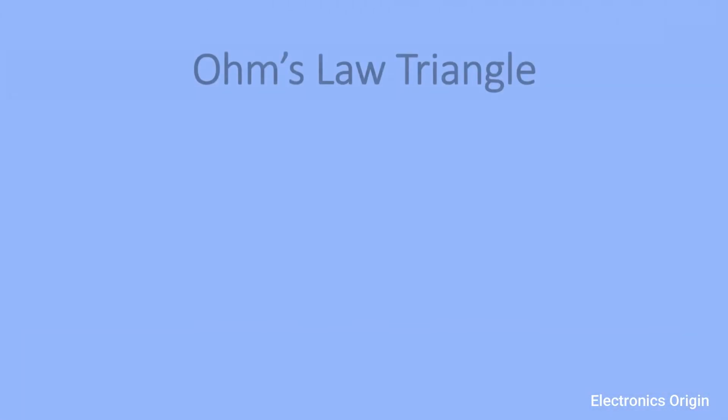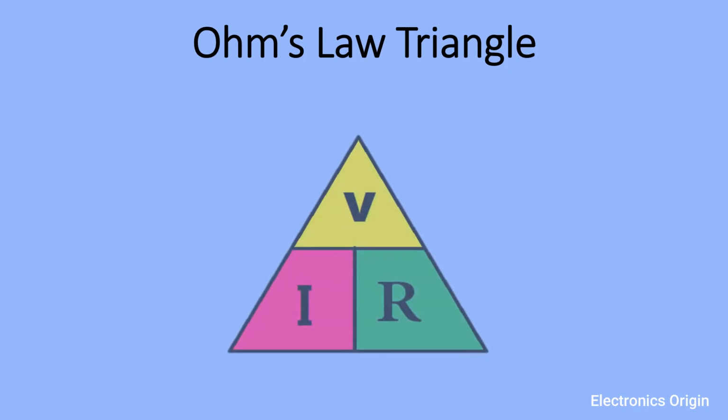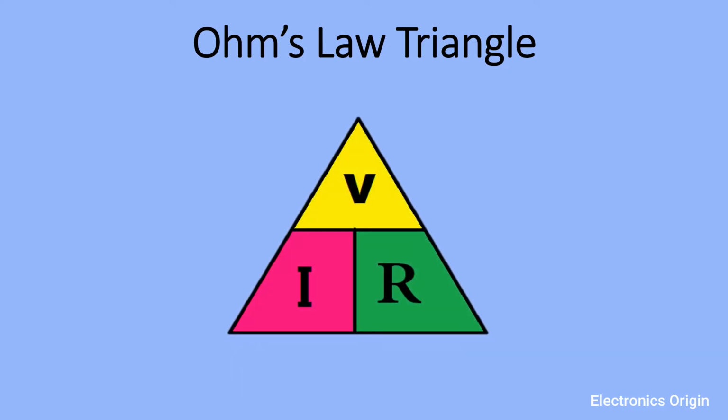Ohm's law triangle. To help remember the formula, it is possible to use a triangle with one side horizontal and the peak at the top like a pyramid. This is sometimes known as the Ohm's law triangle. In the top corner of the Ohm's law triangle is the letter V, in the left-hand corner is the letter I, and in the right-hand bottom corner is R.